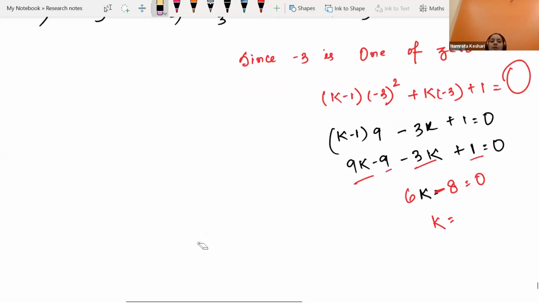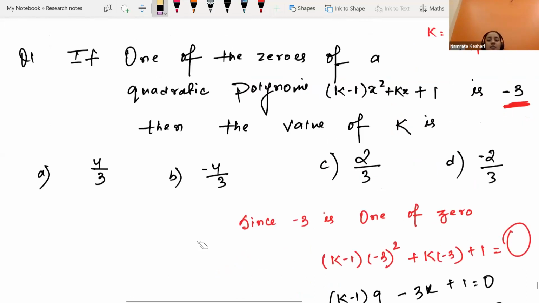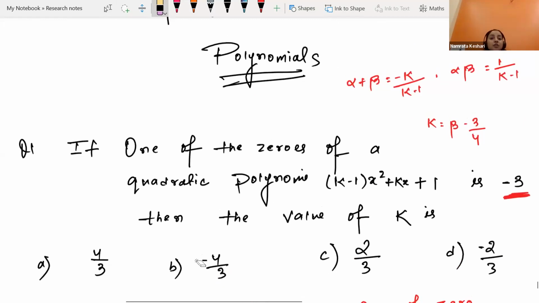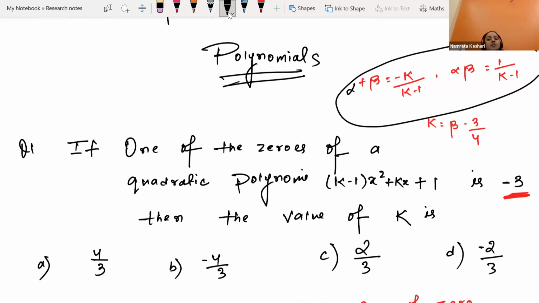Yes, option A. So if minus 3 is one of the zeros, then two things must come to your mind. The first is whether we can use the sum of the zeros and product of the zeros concept. Sum of the zeros is minus b by a, product of the zeros is c by a. Maybe from there we will be able to do the calculation and take out the value of k. Here it was not that simple.